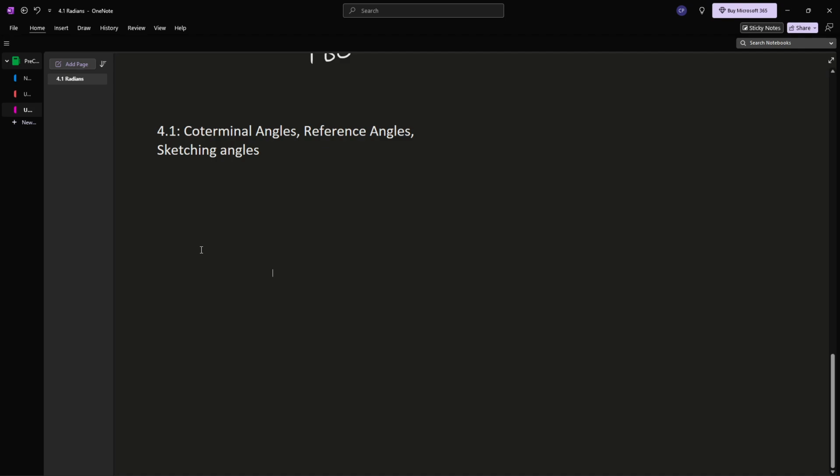So coterminal angles, going based off of just what it says, coterminal. Co means together, with, like corresponding, like co-parent. And terminal means end. So I want to find angles that end at the same spot. So coterminal angles are angles that end up pointing in the same direction. And we use pointing because angles are actually made up of rays.